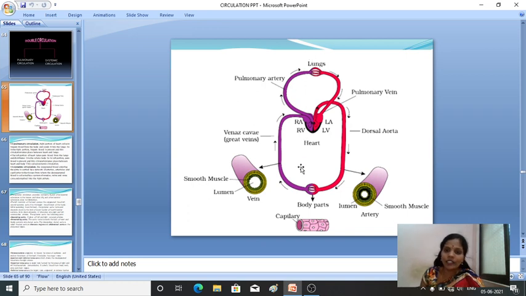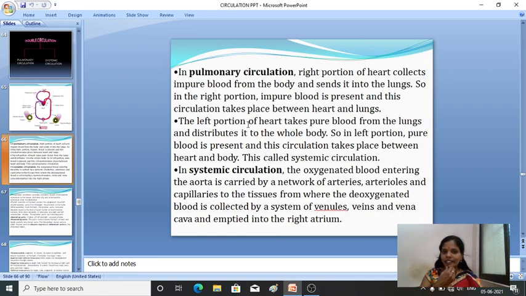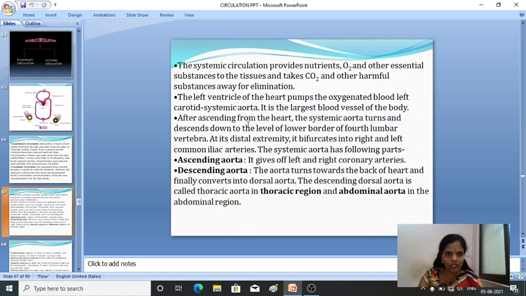So here you can see that twice the blood enters the heart and leaves the heart. Once it is oxygenated blood and the other time it is deoxygenated blood. This complete process we call double circulation. In double circulation we have studied two types: one is the pulmonary circulation and the other is the systemic circulation.